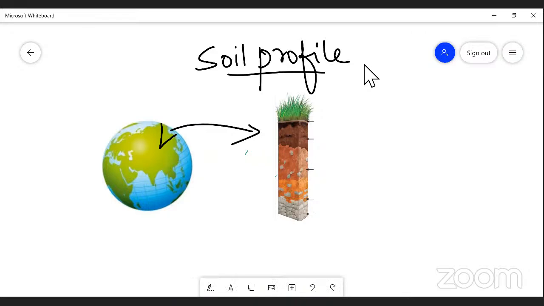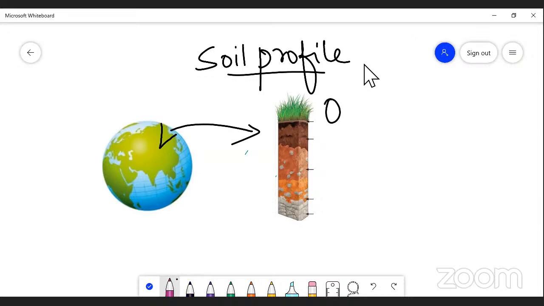So the first region is called the O horizon. The first layer is the O horizon. Now the O horizon is nothing but the surface of the earth, right? That is called the O horizon. And followed by that, you can see the second layer is the A horizon. A horizon. It is the second layer.